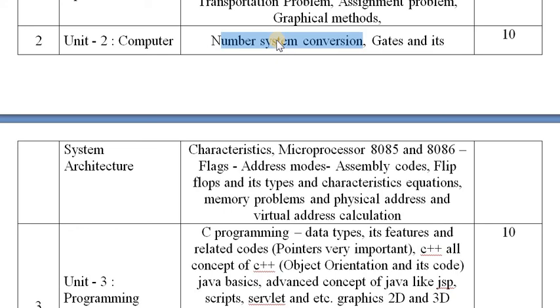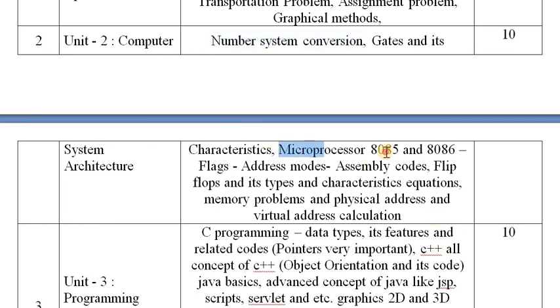Also the 2 power 4, 16 combination. You have to solve any kind of question they ask. You will score at least 4 marks from this number system conversion. And if you understand all types of gates, almost 6 types of gates there, and their characteristic equations and features, you will get 1 question.